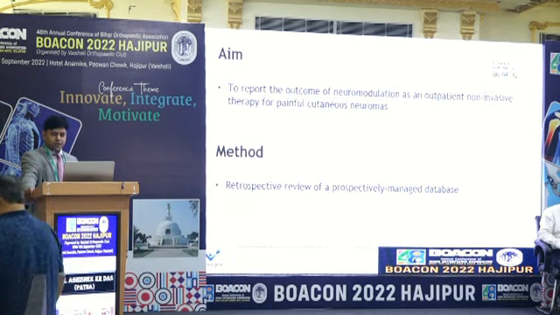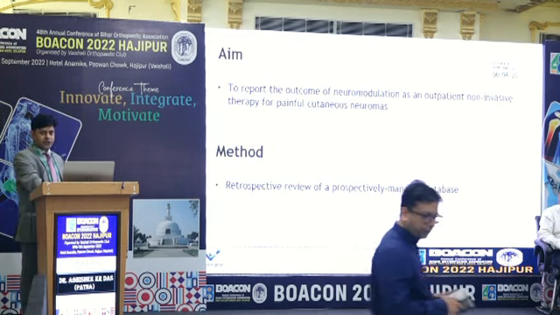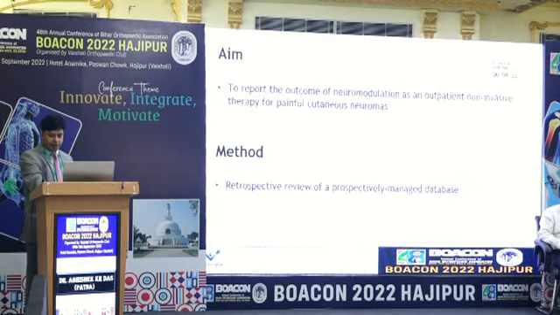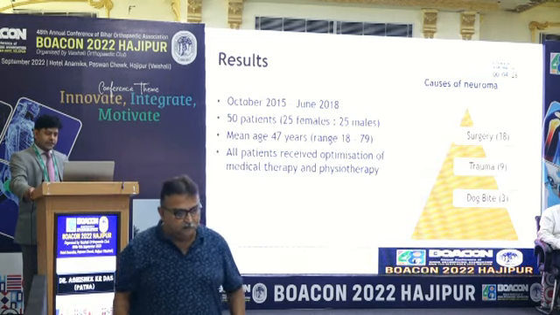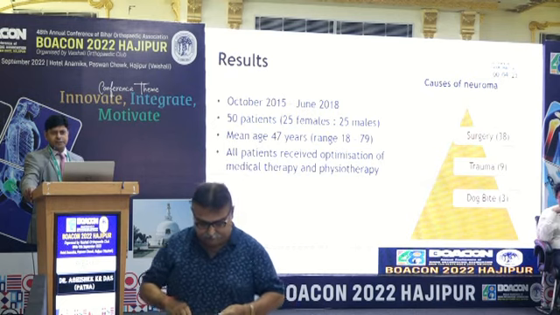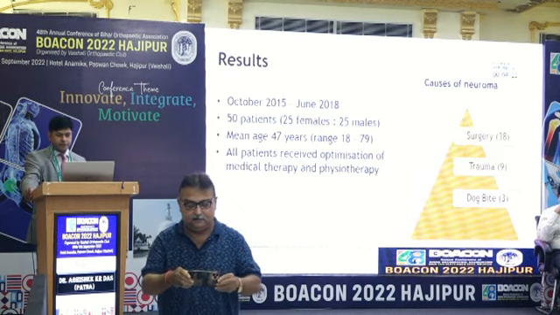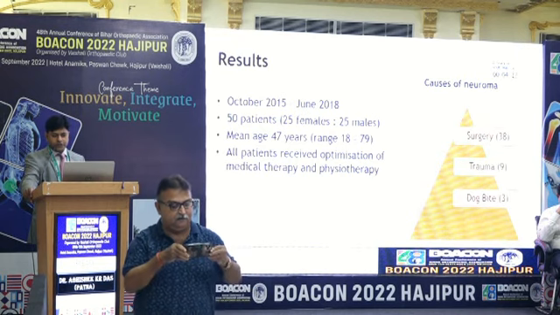The database was managed prospectively, however the study was a retrospective review. It has already been published in the International Society of Hand Surgery in Berlin 2 years ago. The data set includes patients from October 2015 to 2018 presented in the Wrightington upper limb unit, 50 patients, 25 males and 25 females. Mean age 47 years.